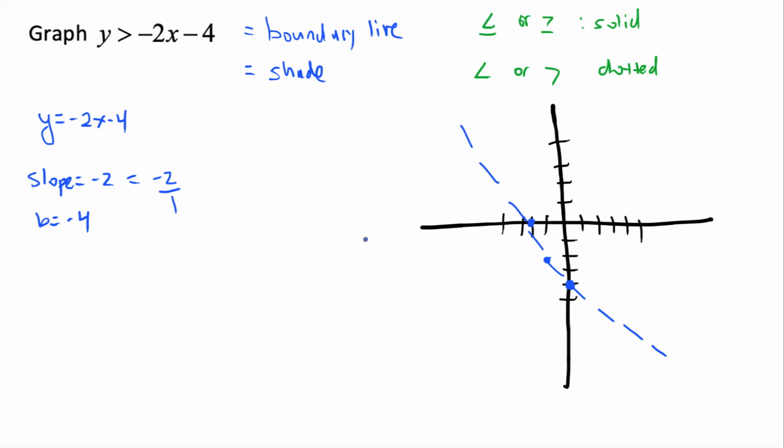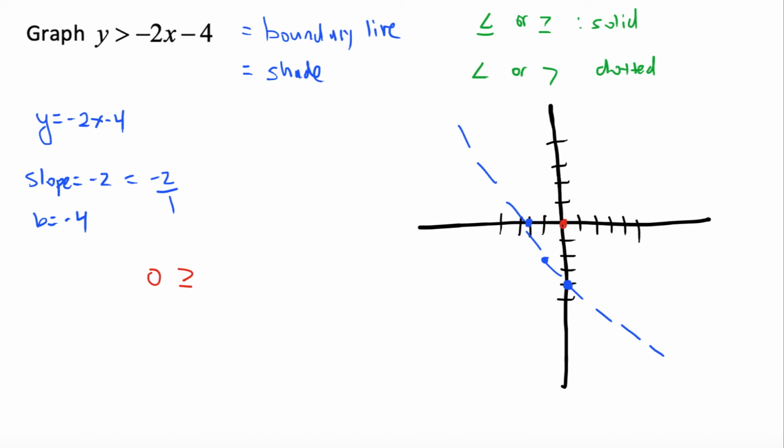Finally, we have to shade one side or the other. Remember, the shading represents all the points that are solutions. Now, the best thing to do is to pick a point. Let's pick this point 0, 0, where x is 0 and y is 0. What we want to do is plug it in and see what happens. So is 0 greater than, not greater than or equal to, just strictly greater than negative 2 times 0 minus 4? Obviously anything times 0 is just 0. Is 0 greater than negative 4? That is a true statement. 0 is greater than negative 4.